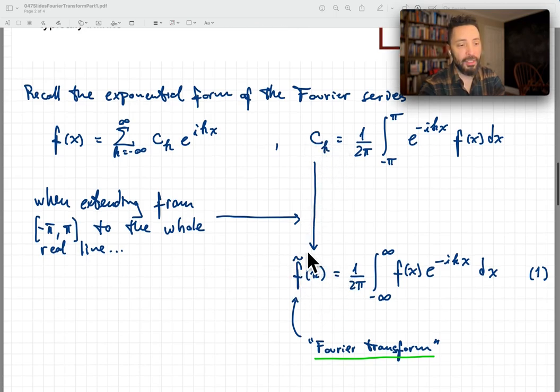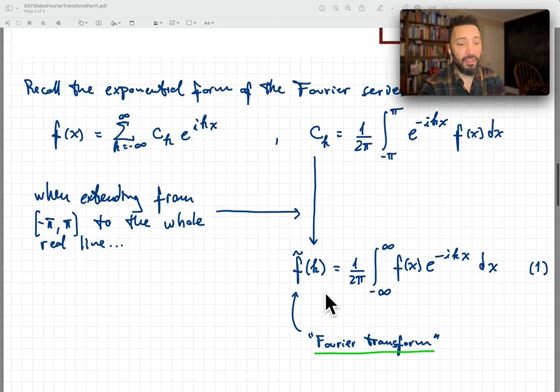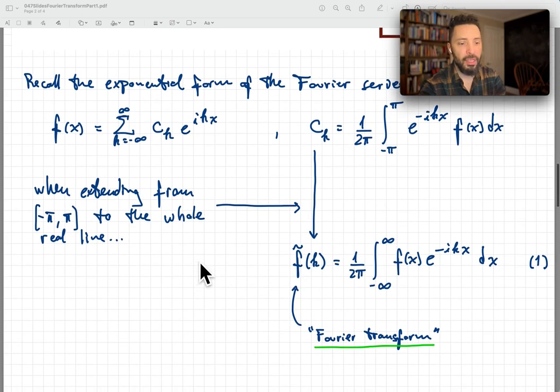In that case, instead of having a c sub k, we end up with a function that is usually denoted as f tilde of k, which is given by 1 over 2 pi, the integral between minus infinity to infinity now of f of x e to the minus ikx dx. I'm going to call this equation 1. I'm going to use that later, but this is what we call the Fourier transform. So this function, f tilde of k, now a function of a continuous variable k, and k also goes from minus infinity to infinity, is what we call the Fourier transform of f.